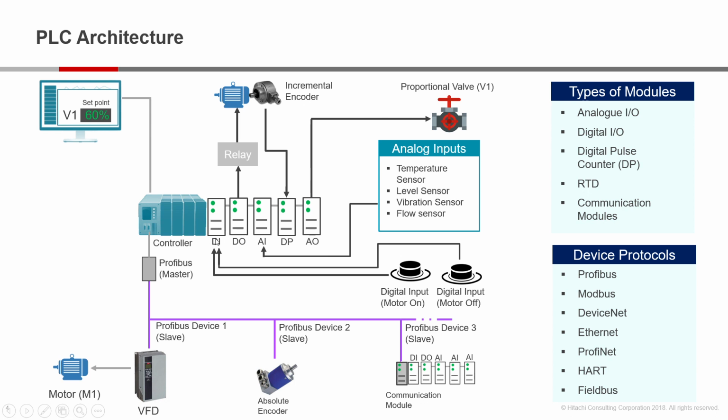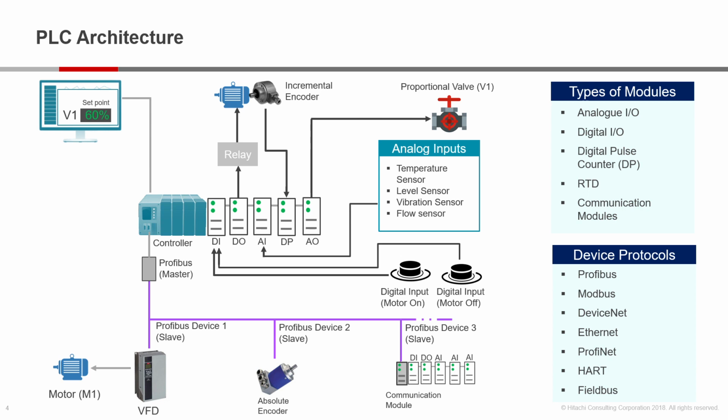DI is nothing but digital inputs. It's a module which is used to receive digital inputs from the field or instruments. Again, DO is digital output. This is used to send digital outputs to the instrument. Similarly, AI is analog input, AO is analog output, and DP is digital pulse. It is another type of input which is received from encoders.